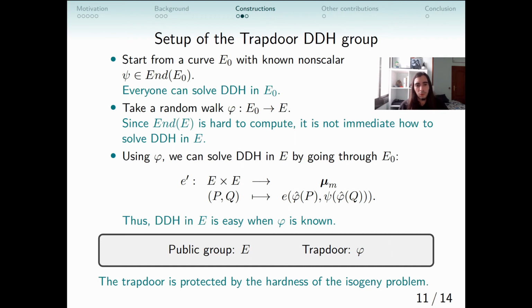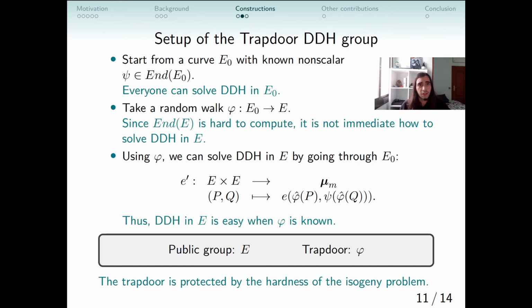So what we do here is define another pairing in which we take the points P and Q from E, and we take them back to E0 through the dual of the isogeny that we just took to arrive at E. And then in the curve E0, once there, we know a distortion map, we know a non-scalar endomorphism. So we use it, and we are able to define a pairing which is non-degenerate and allows us to solve DDH instances.